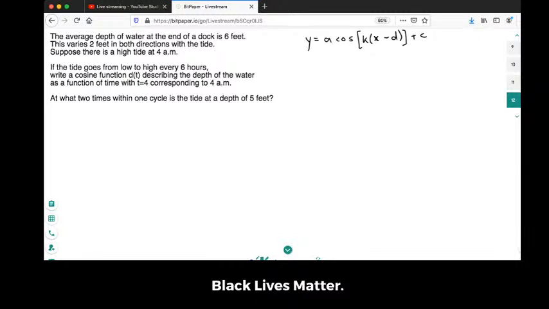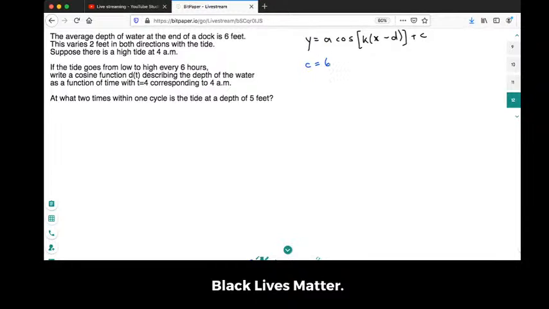So it says here the average depth of water at the end of the dock is 6 feet. What's really great about when they tell you the average is that they're telling you the C term. So kind of keep that in the back of your mind as just being something to look for, because it's actually just already giving you the answer. So that can just be my C term right away. Oh, 6. There we go.